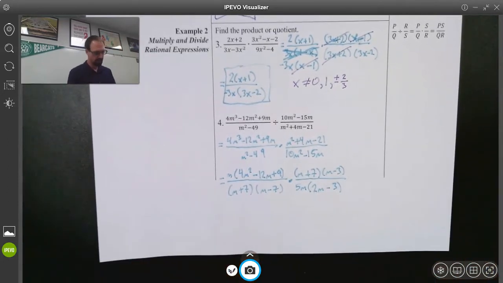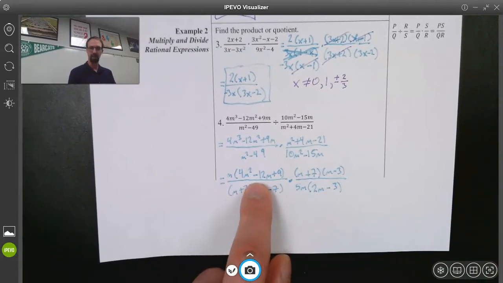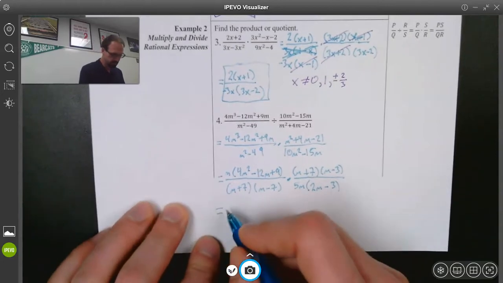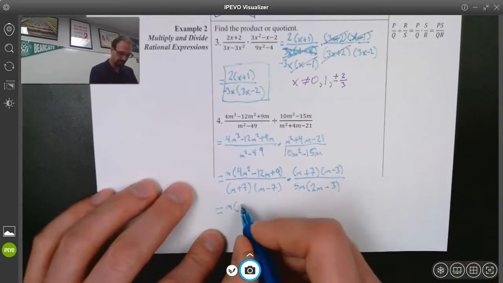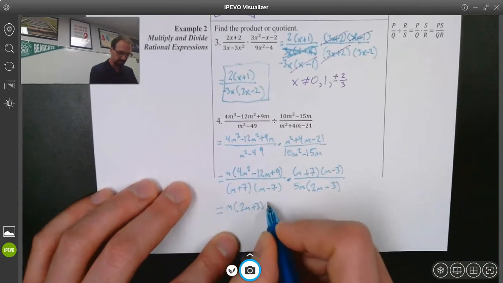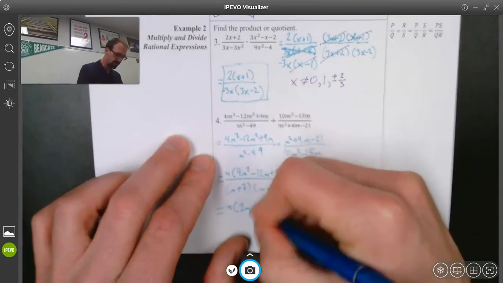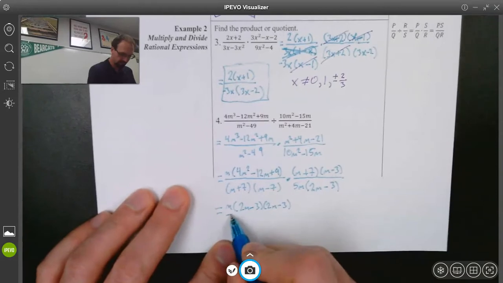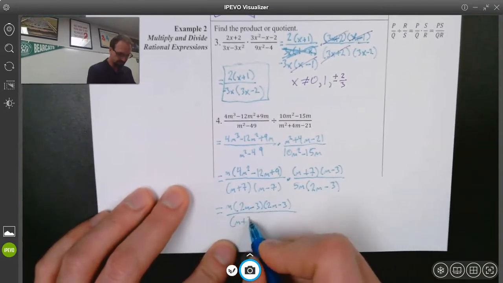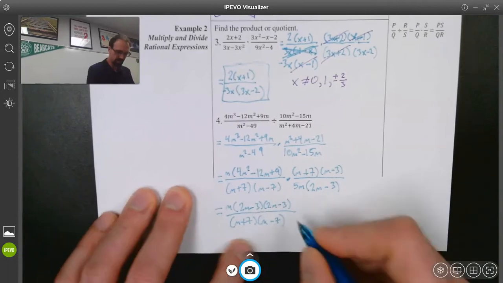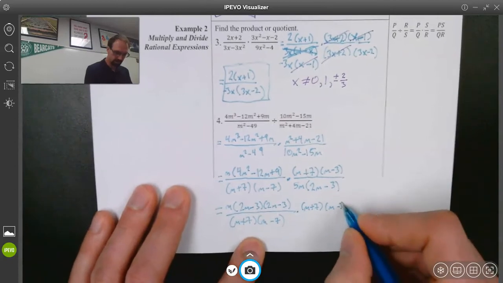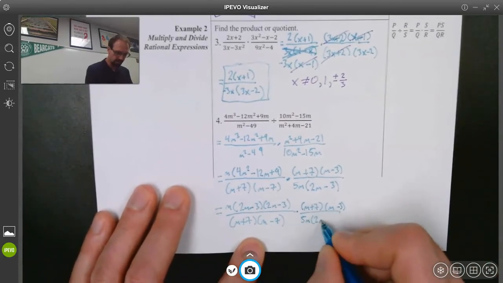All right. Again, it looks like I can factor this 4m squared minus 12m plus 9. That looks like a perfect square. So that's going to give me m, and let's see, that's going to be 2m plus 3. Sorry, 2m minus 3. Excuse me, 2m minus 3. And then another 2m minus 3. There we go. Then in the denominator, I've got an m plus 7, an m minus 7. And over here, everything else carries. M plus 7 times m minus 3 over 5m and 2m minus 3.